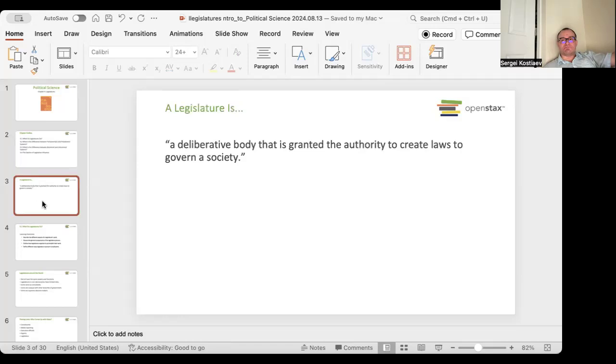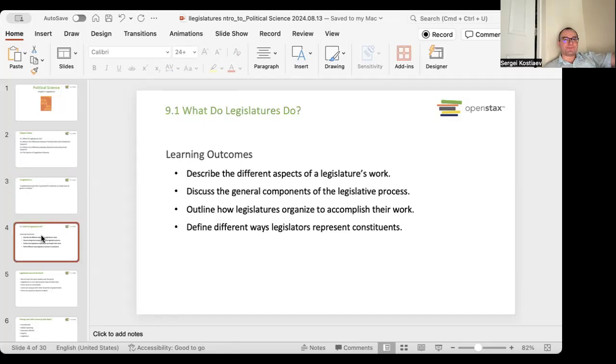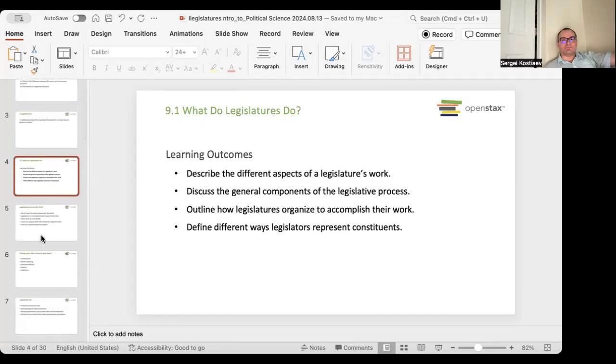As you probably know, legislatures, their main function is to pass laws which govern how society functions. And this is what we'll discuss in the next few minutes. This is what you will learn.